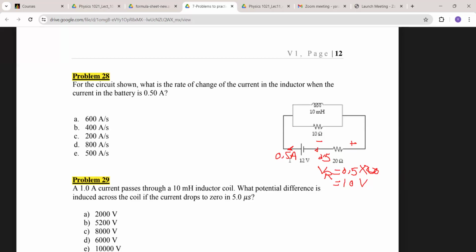ماشي? So according to Kirchhoff's voltage law, if I'm starting from here, this is 0, this is 12, and I have some potential here, and I have negative 10 here. So what is the potential here? It's 12 minus 10. So the potential here is 2 volts. The potential here is the potential on this resistor and this inductor.